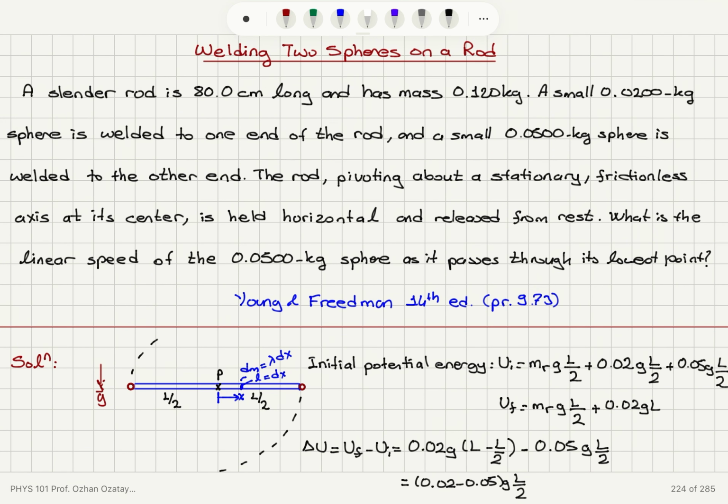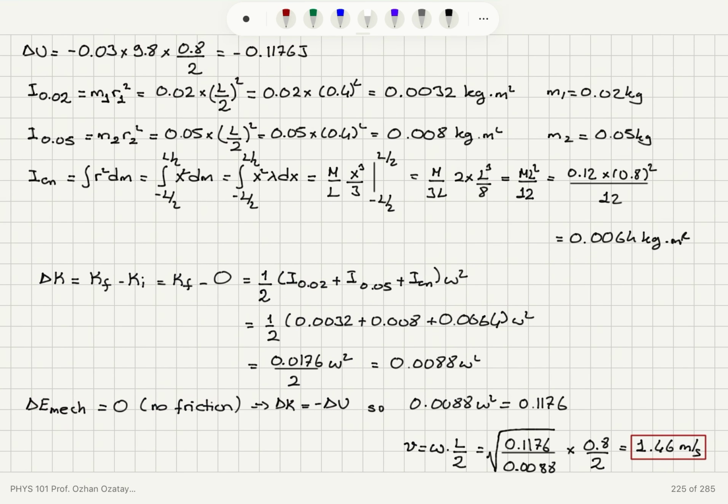So I take this as the origin here. So point P is the origin. So I go from minus L over 2 to plus L over 2 and find the contribution from each mass element. And when we do this integral, we obtain m L squared over 12.